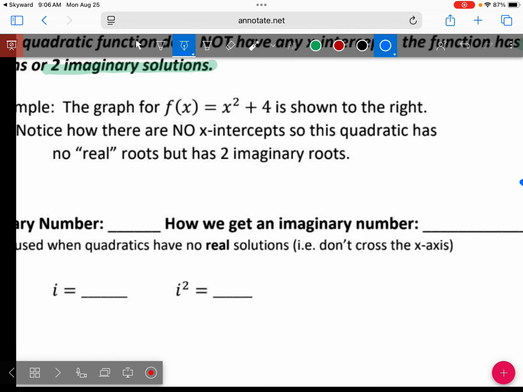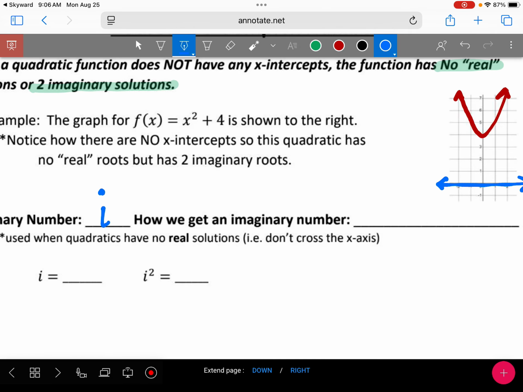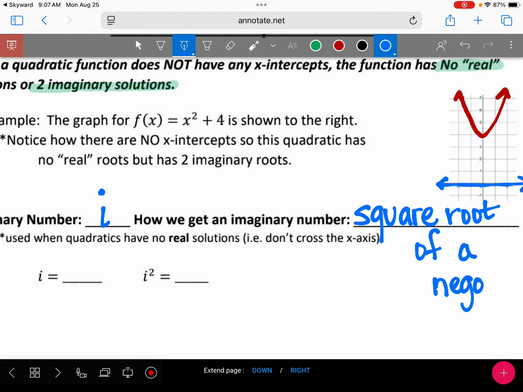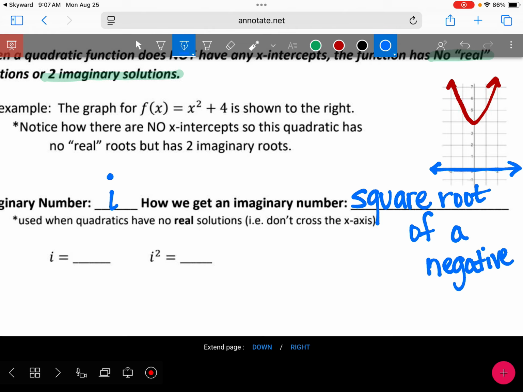So when something is imaginary, we call it i. And we get that when you try to take the square root of a negative. That's when it's i. So what you need to know, two things. You need to know that i is equal to the square root of -1, which means that i squared is -1.